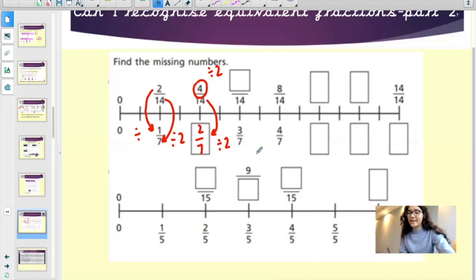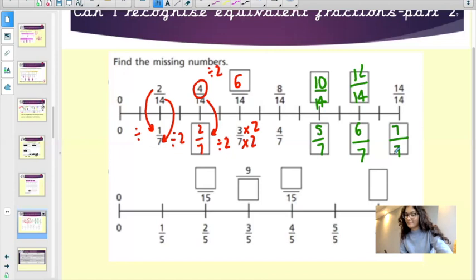Over here, 3/7. So to find the number at the top, what's the opposite of division? Multiplication. So just like we've done 7 times 2 to get 14, we have to do 3 times 2 to get the numerator, the number at the top. What's 3 times 2? 6. Let's see if you can do the rest here. Have a go. This would be 10 out of 14, just like this would be 5 out of 7. If we move on, this would be 12 out of 14, and this would be 6 out of 7. And here, this would be 7 out of 7.